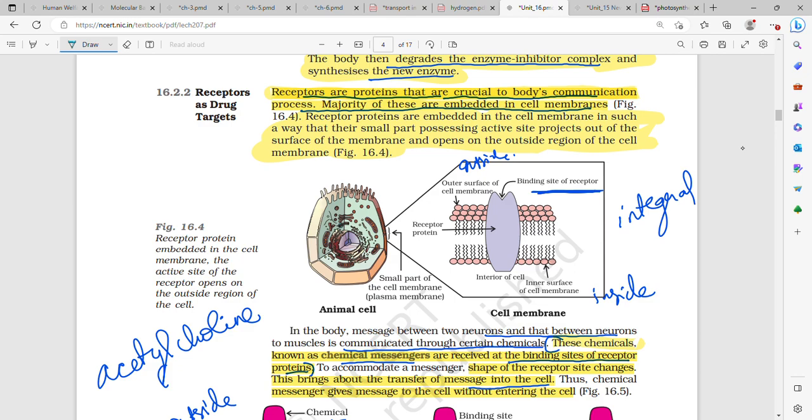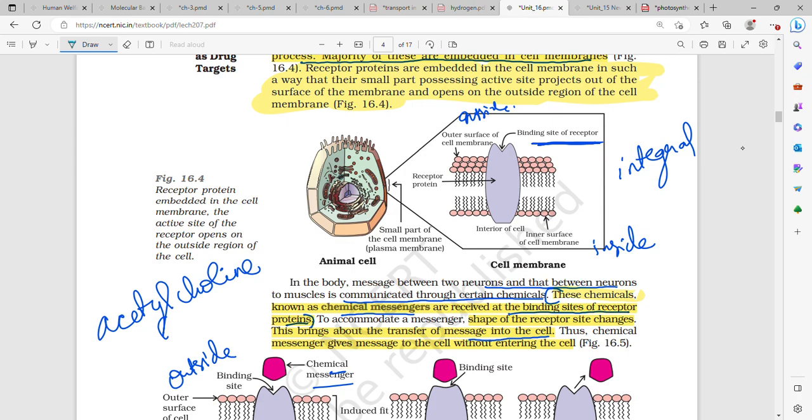Receptor proteins are embedded in the cell membrane in such a way that the small part which possesses the active site projects out of the surface of the membrane and opens on the outside region of the cell membrane. So see here, it is opening to the outside of the cell membrane.